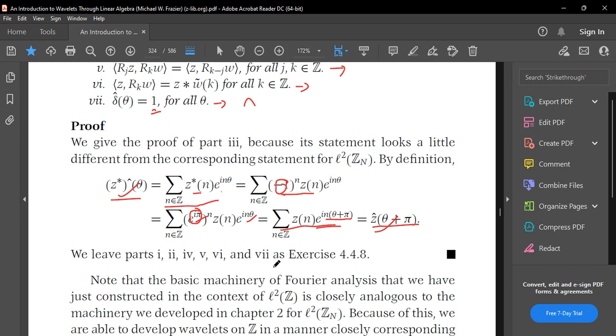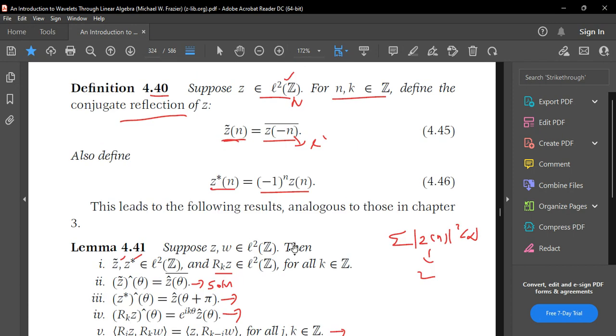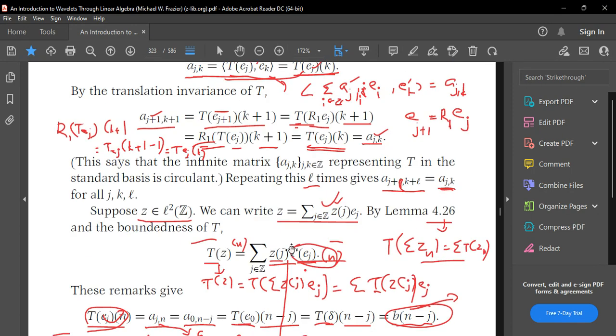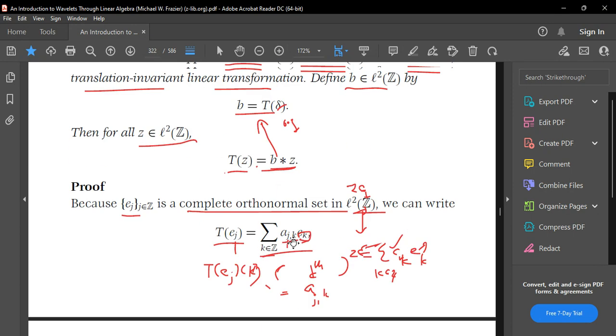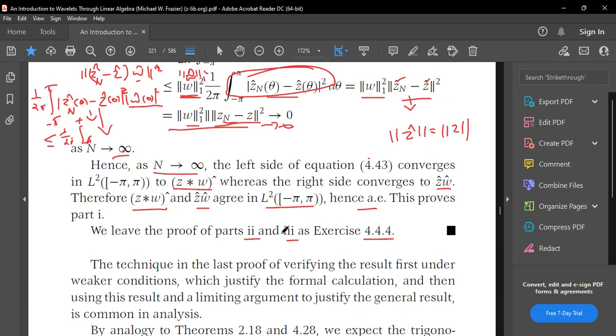So this ends this section, and one more result is left here for parts 1 and 2. One minute, parts 2 and 3 I will explain in detail. Okay, thank you.